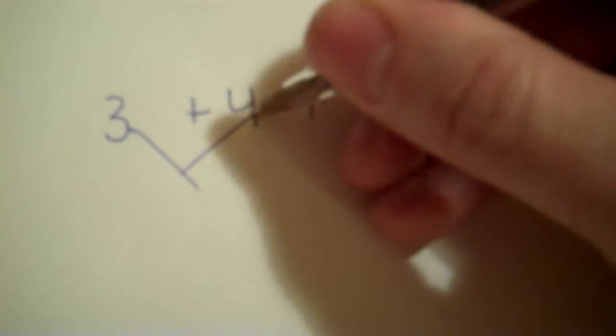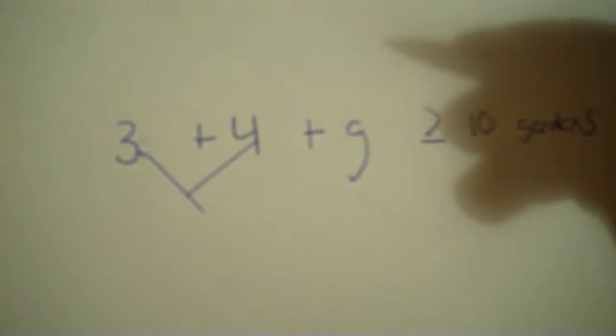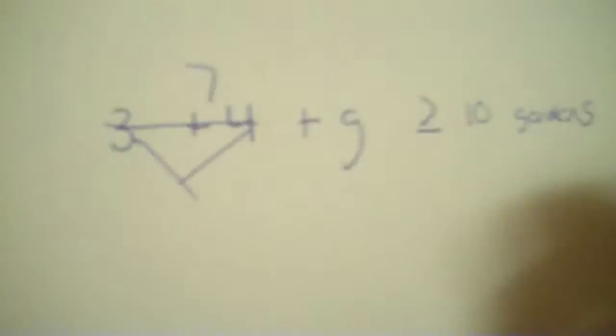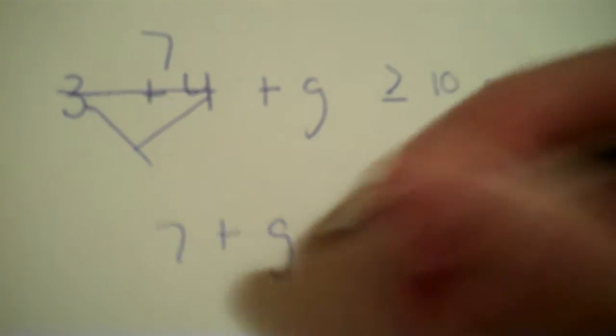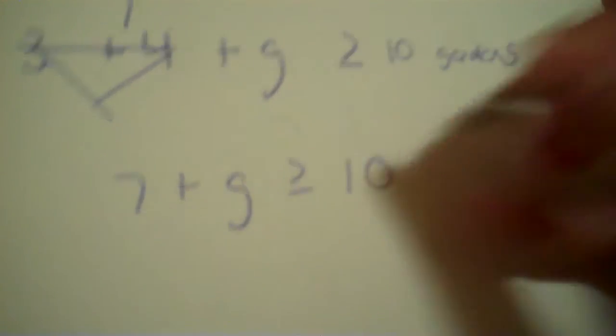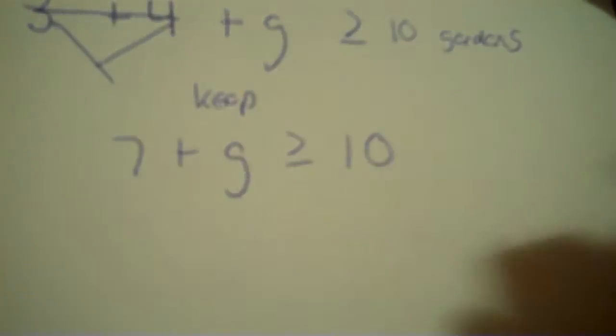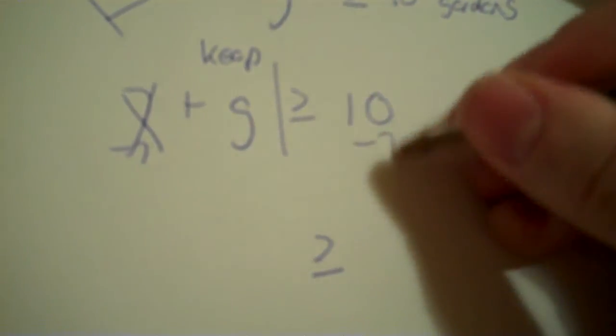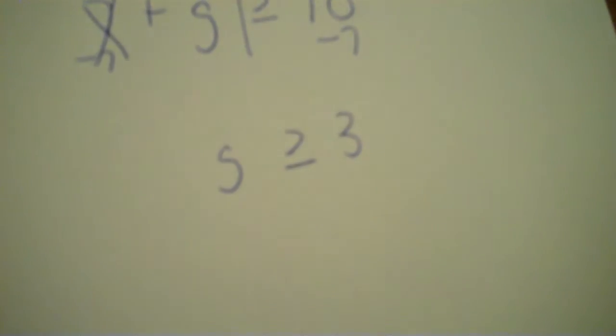You can combine the 3 and the 4. Those can be added. Neither one of them have letters, so just add them. Neither one of them have times dots, so we just add them. 3 plus 4 is 7, okay? So you have 7 plus G greater than or equal to 10. Okay, so it's a keep because there's no multiplication or division. So then I just take out the 7. I subtract 7 from both sides. And I have G greater than or equal to 3. So your gardens, they can be greater than or equal to 3.